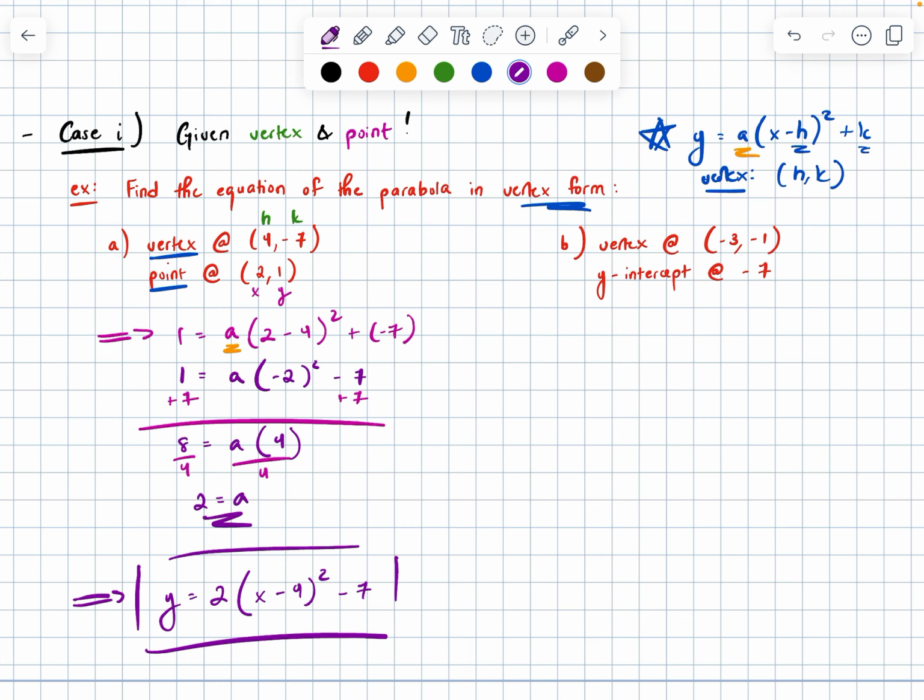Beautiful! Why don't you try this out on your own with part B? You've got a vertex and you've got a y-intercept. Think creatively about how you could use that y-intercept to your advantage and use that vertex and that point to build me an equation. Go!